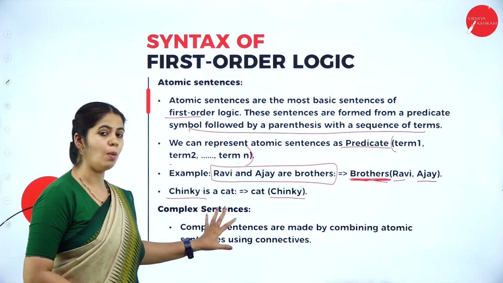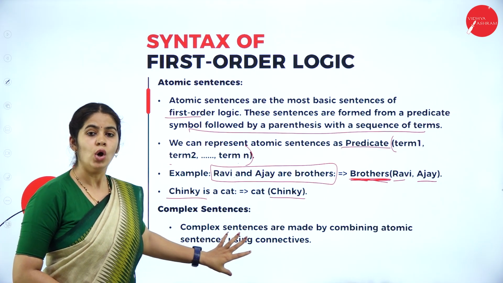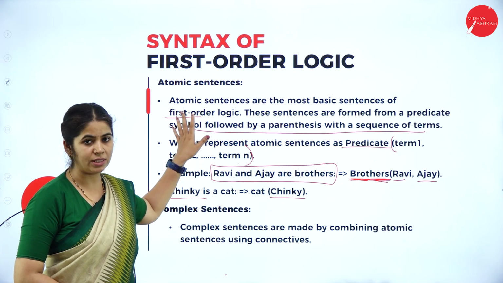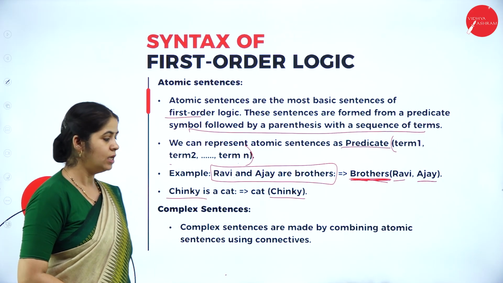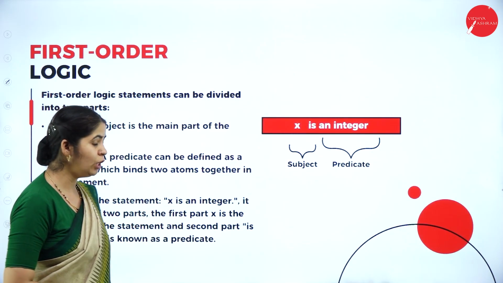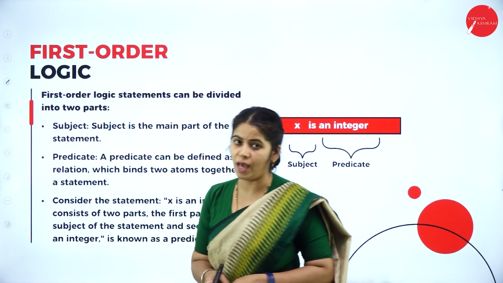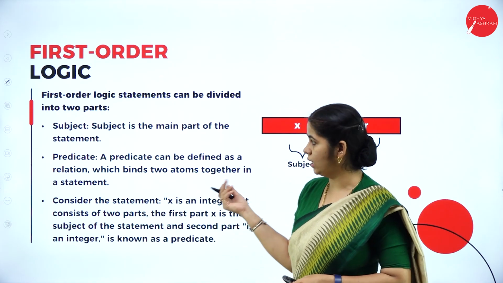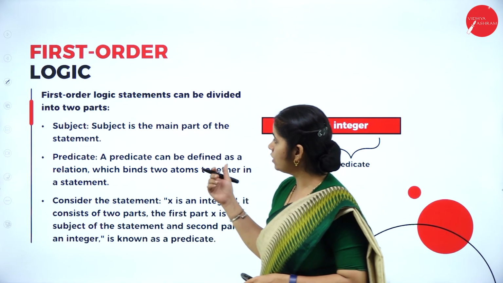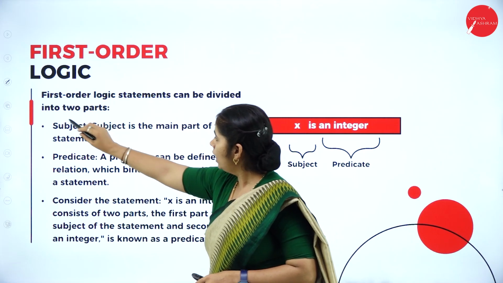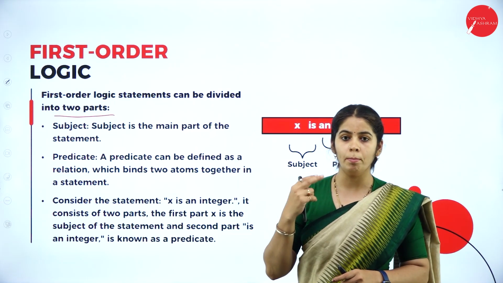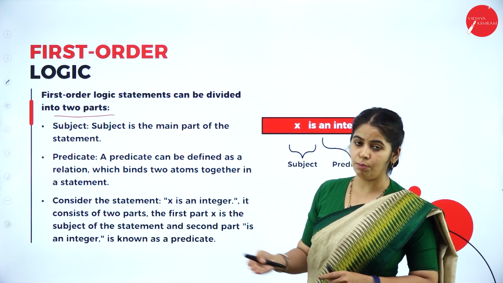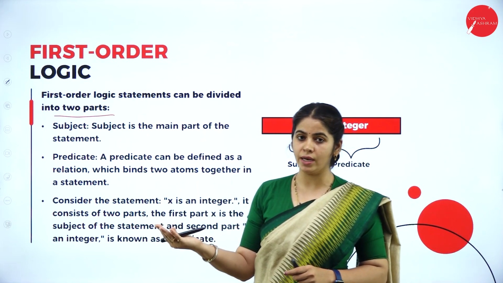When it comes to the complex sentence, it is nothing but a combination of basic atomic sentences. By using the connectives we have, not, or, implies, and, we form complex sentences. The first order logic statements can be divided into two parts. These atomic statements or the compound statements will be divided into two parts.